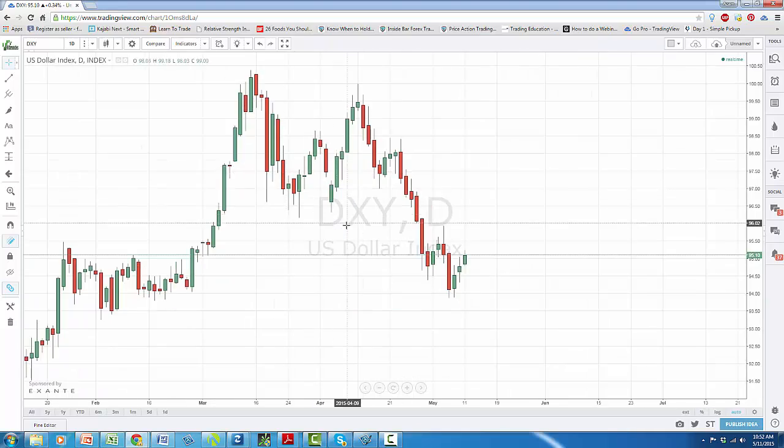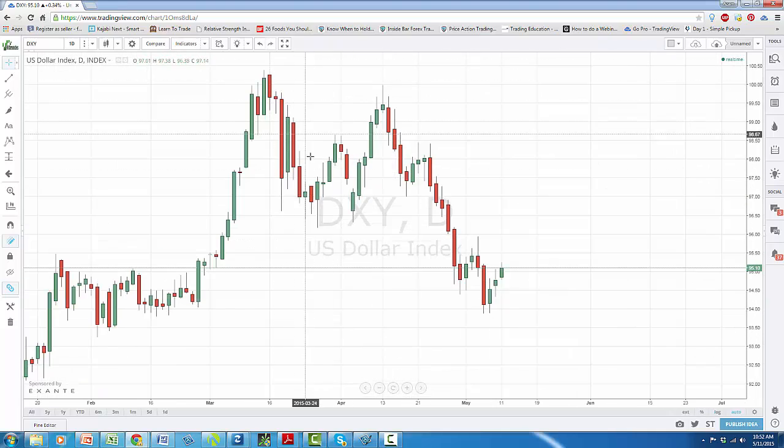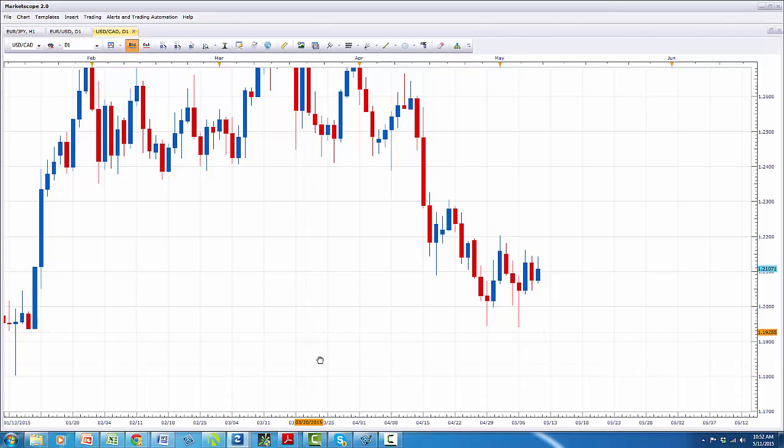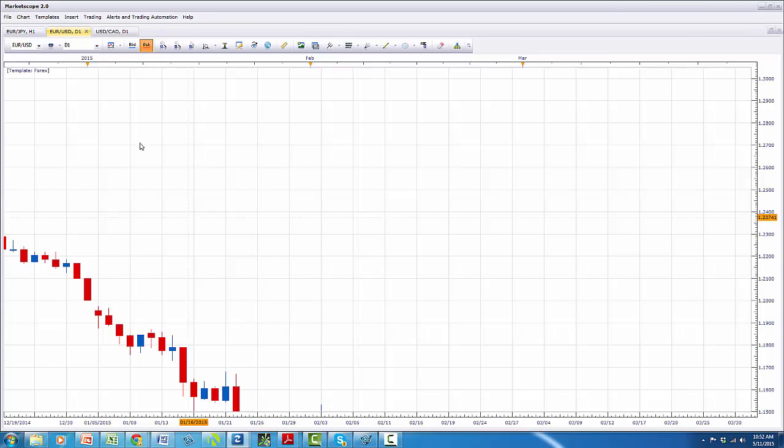Then the dollar started to go down, down. Okay, it started to get weaker. All right, no problem. Let's see what happens on March 13th to our good friend Mr. Euro.